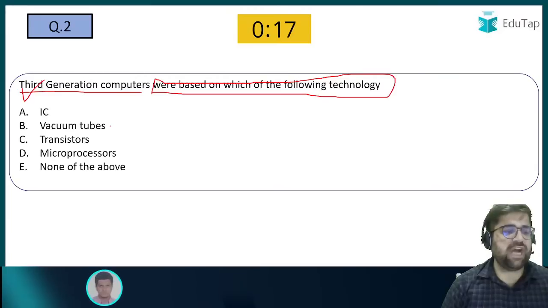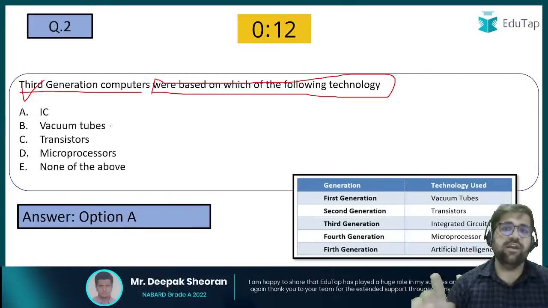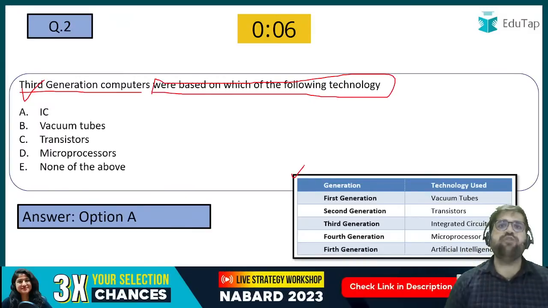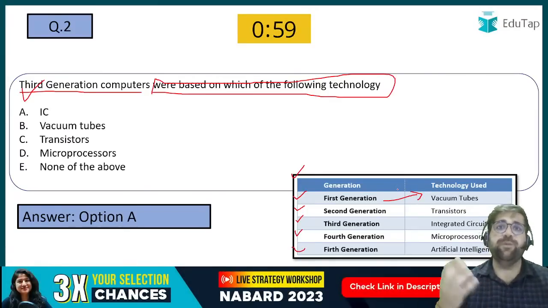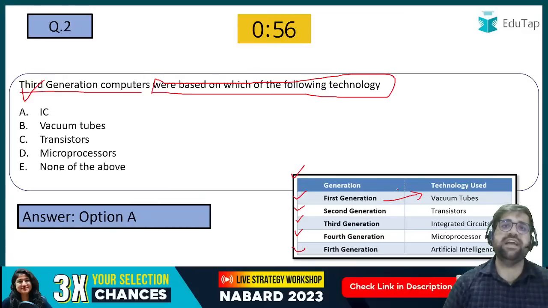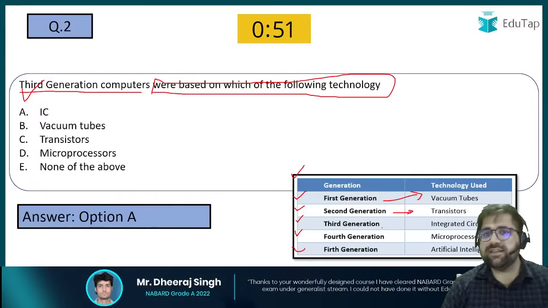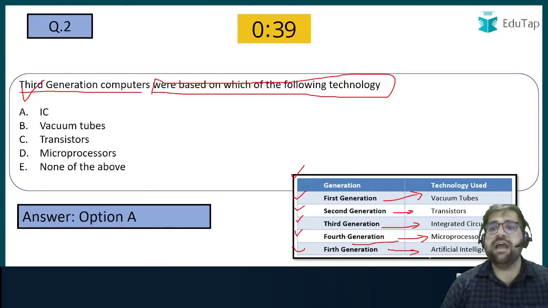Now, if I give you one chart, you will have to remember it. The answer over here is integrated circuits, that is your ICs. But remember, my friend, when it comes to the history of computers, there are 5 generations of computer. Please remember this chart. The first generation of computers used vacuum tubes, which created a lot of heat in the system. The second generation started to use transistors. The third generation started to use ICs, which are just short for integrated circuits. The fourth generation started to use microprocessors, and the fifth generation started to use artificial intelligence.